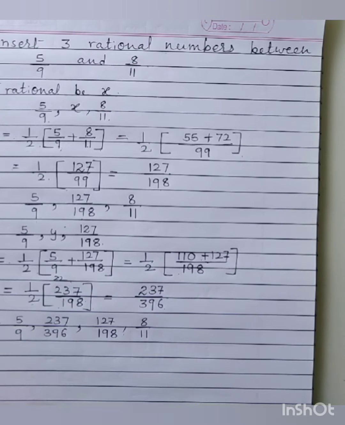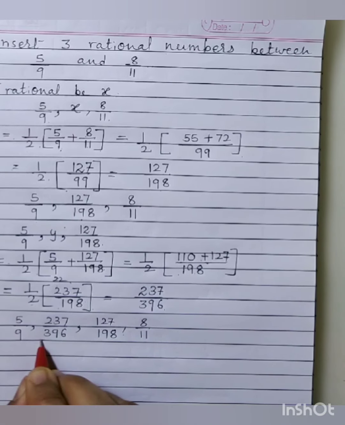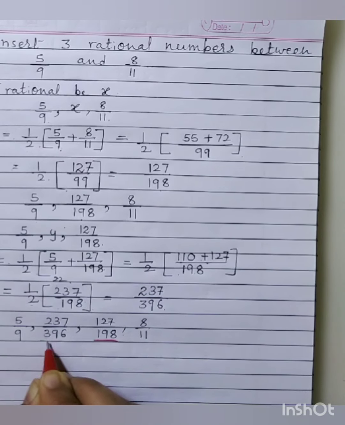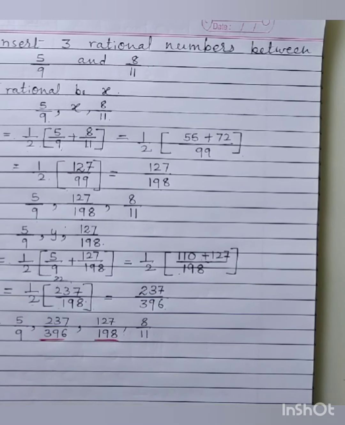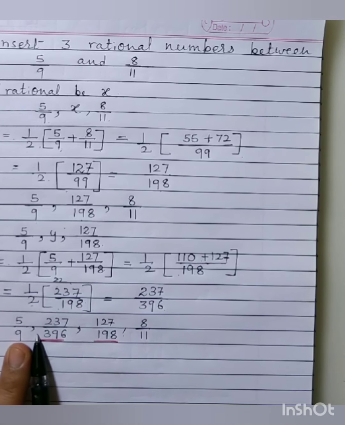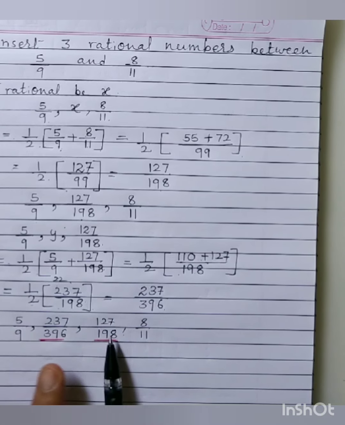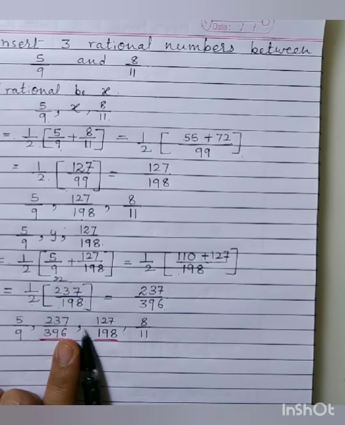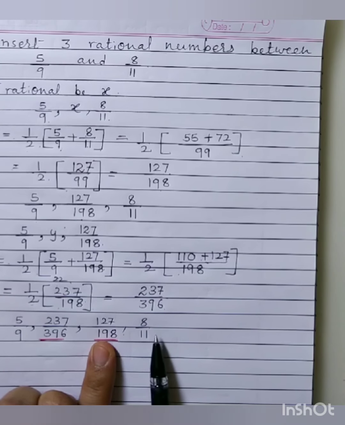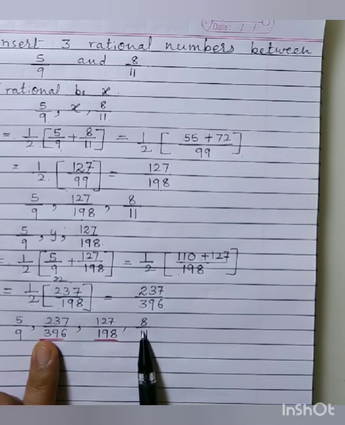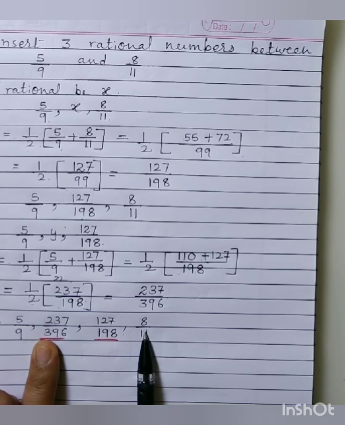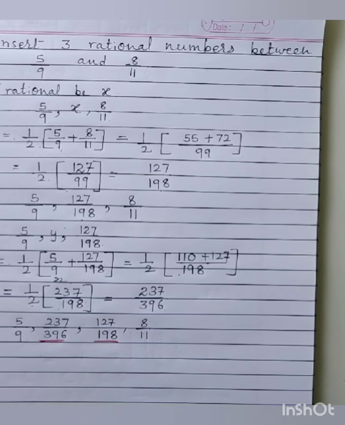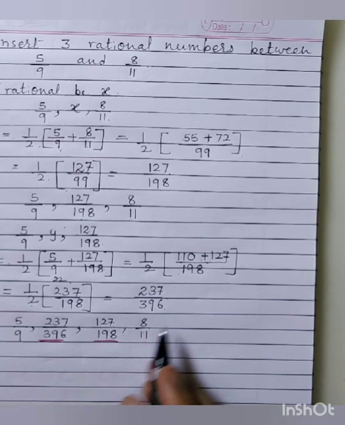Two we have already introduced here. These are the two numbers we have introduced. Third one, see how many options you have. Third one can be obtained here, number 1. Between these two, number 2. Between these two, number 3. Between these two, number 4. In between this is already there. So anyway you can go for that.